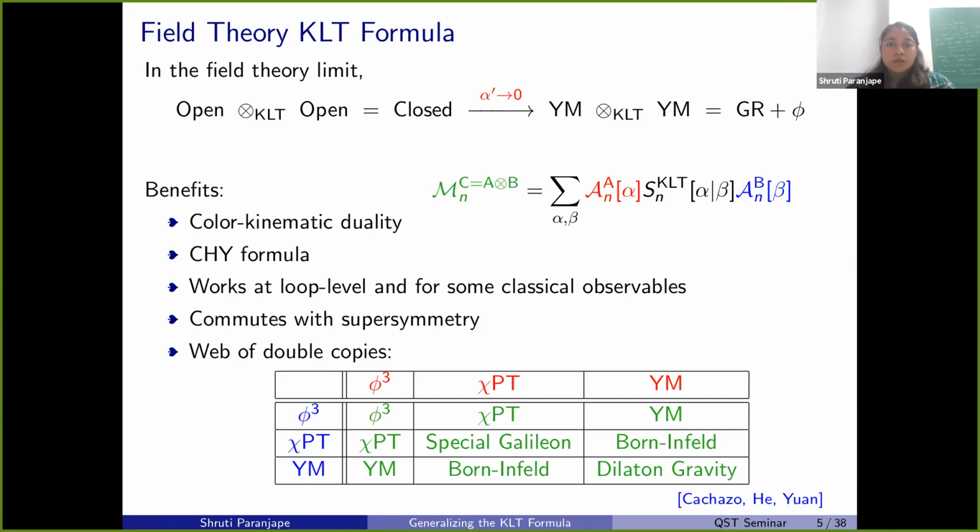Okay, good. So as we've already... Sorry, Shruti, I'm sorry to be so disruptive, but when you say dilaton gravity, is there no way to just get ordinary gravity without the dilaton?